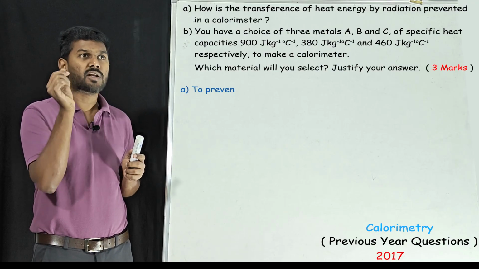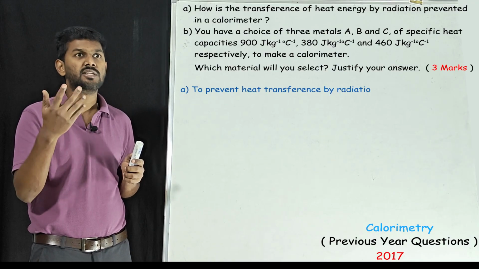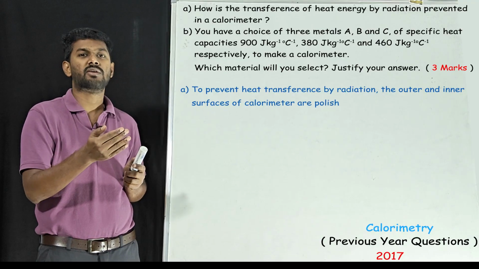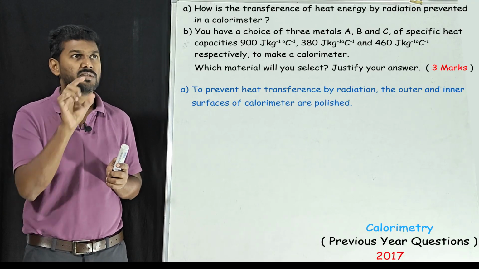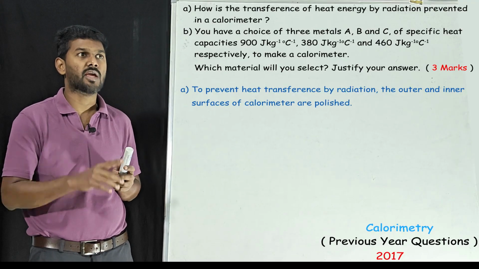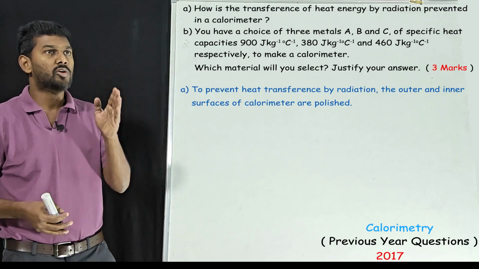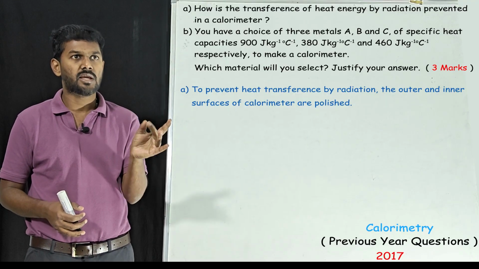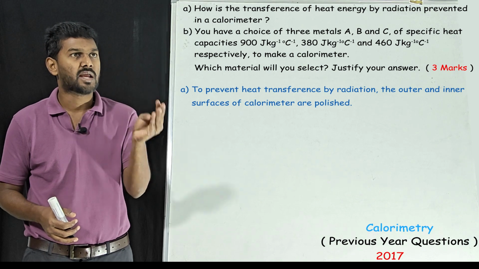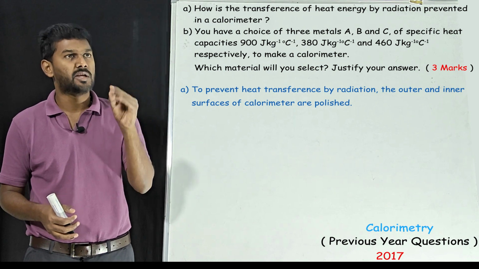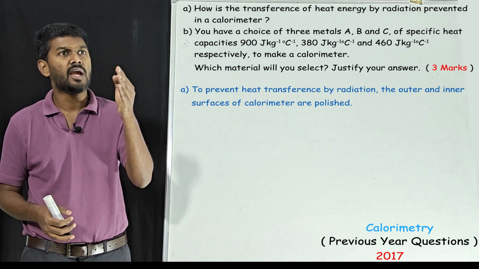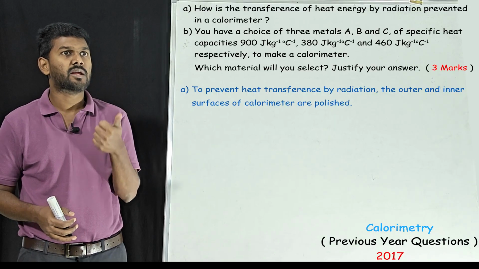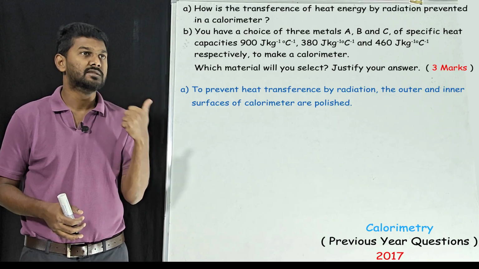How is the transfer of heat energy by radiation prevented? Very simple, by polishing the inner and outer surface of the calorimeter. This is the answer for sub question A. We have one more sub question B. You have a choice of 3 metals A, B and C of specific heat capacity 900 joules per kg per degree Celsius, 380 and 460 respectively. To make the calorimeter, which material will we select?